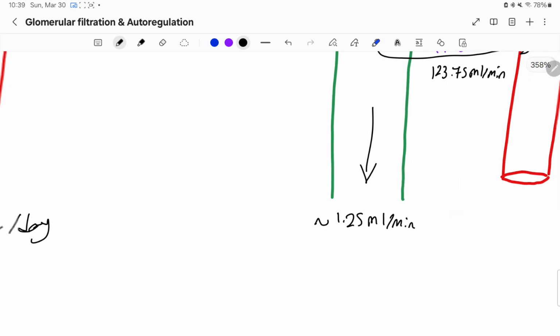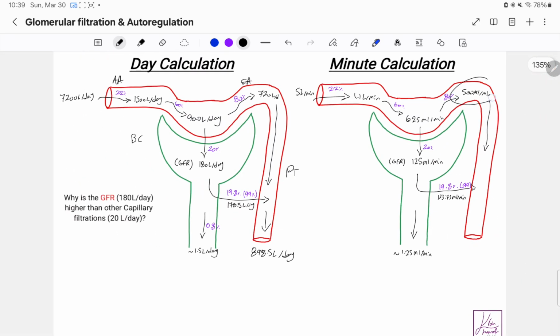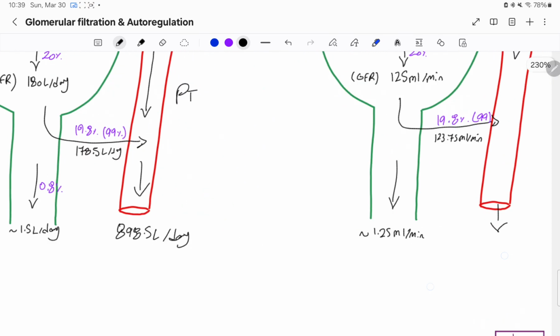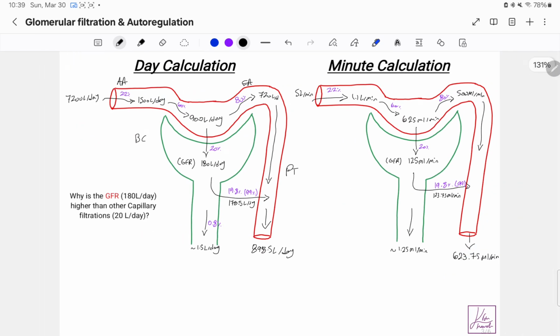Okay, and you guys know that if I were to combine the amount that escaped initially and the amount that I reabsorbed, I would end up getting 623.75 milliliters per minute of plasma entering back into the circulation, right? Remember, I joined with 625 and I left with 623, okay? These are the calculations that you got to know.